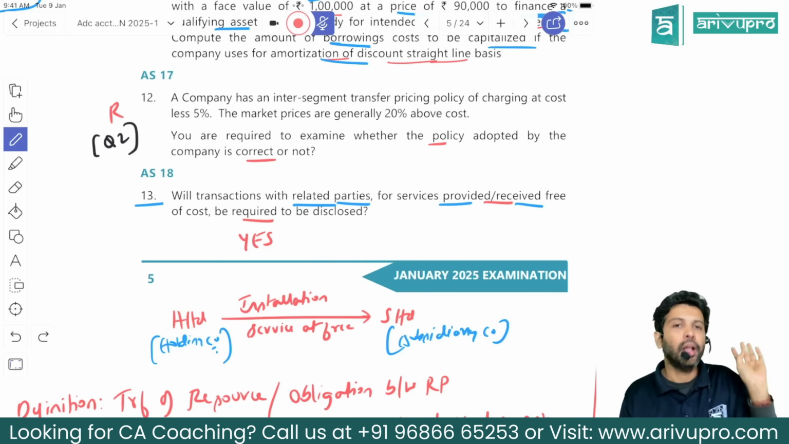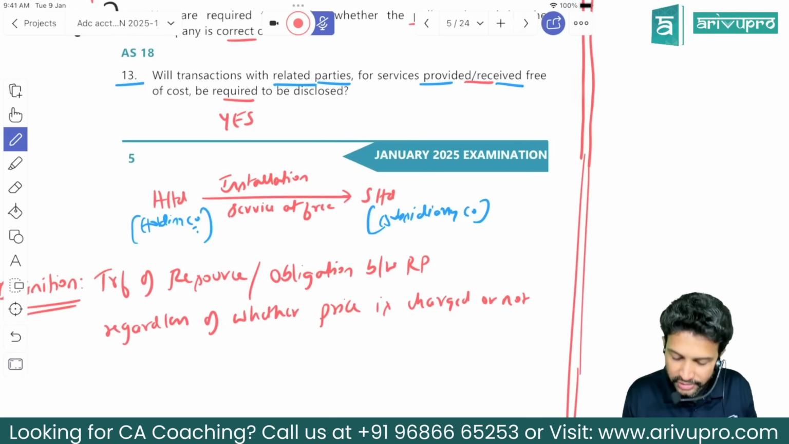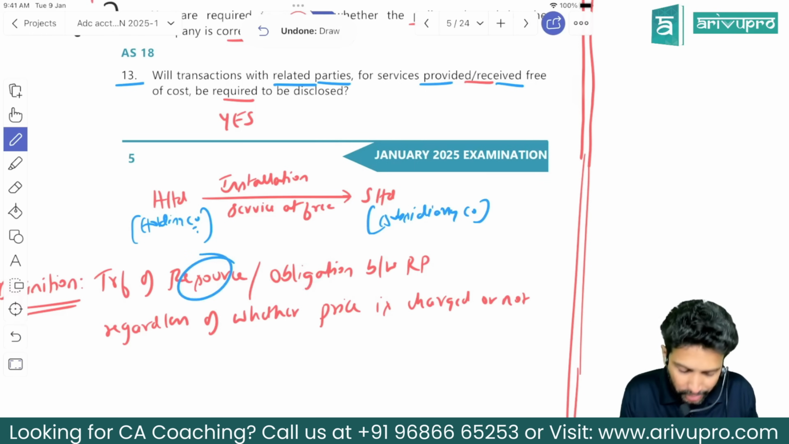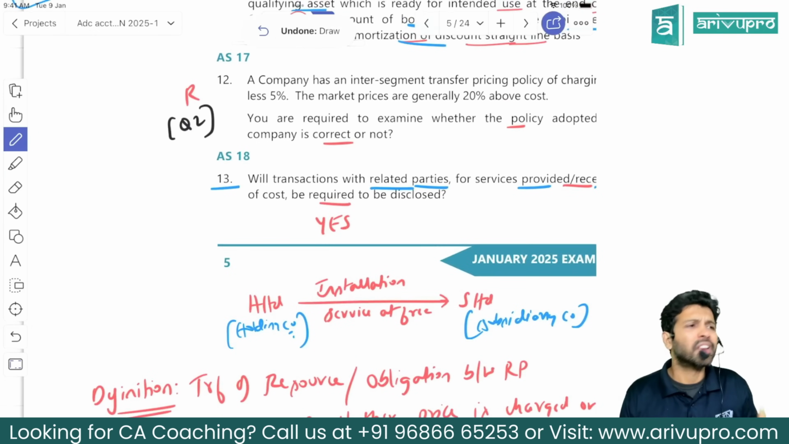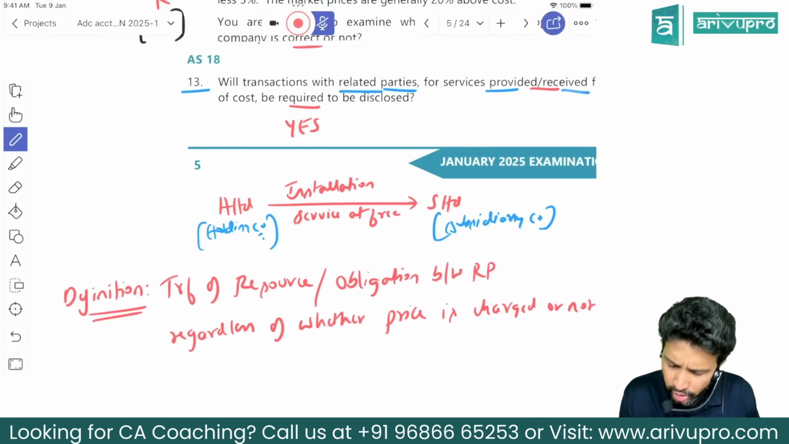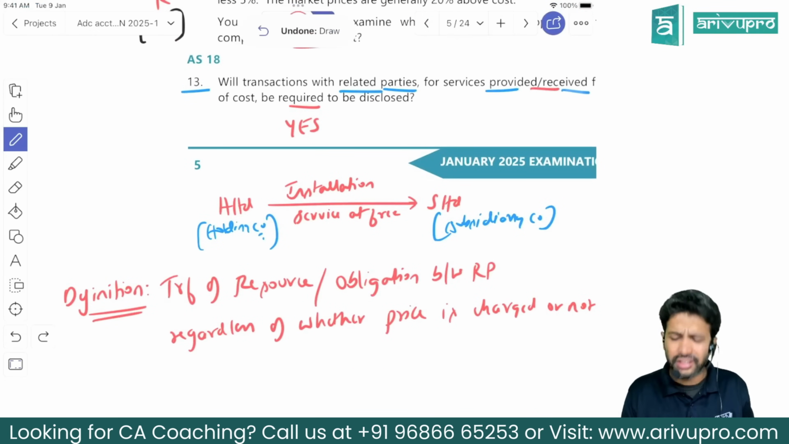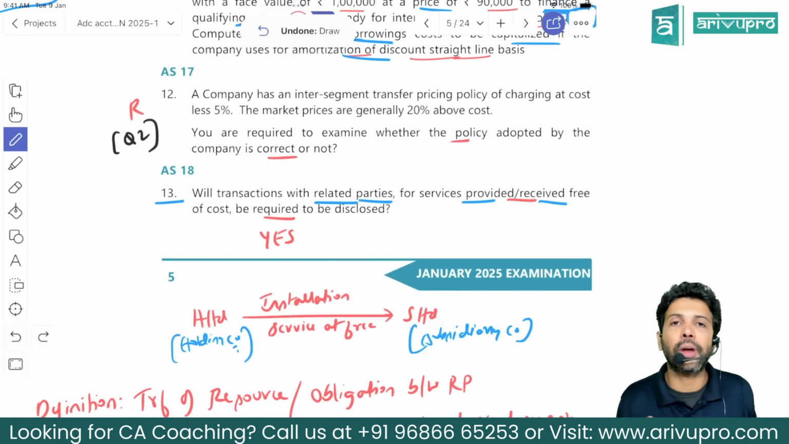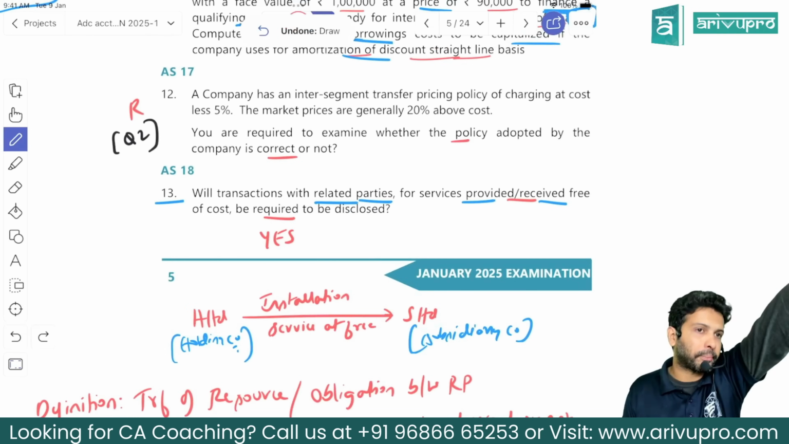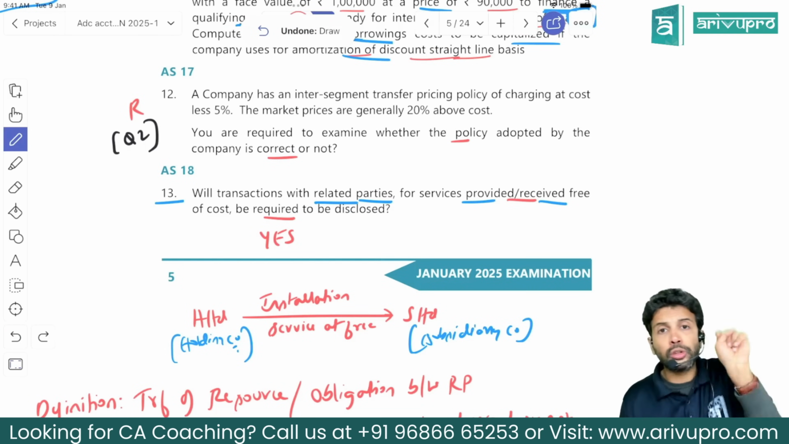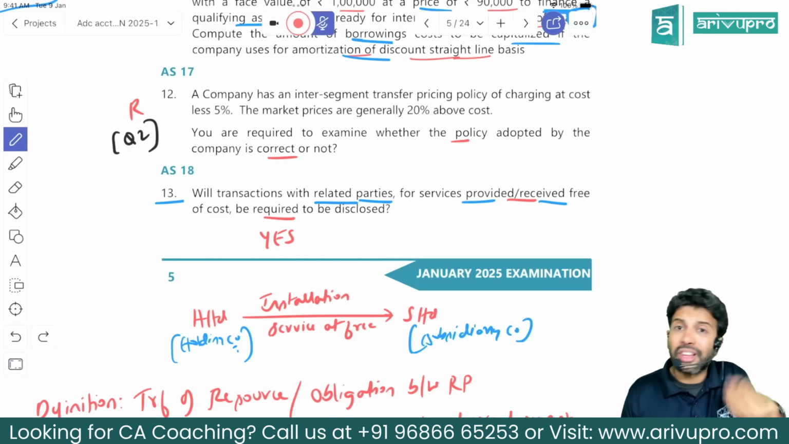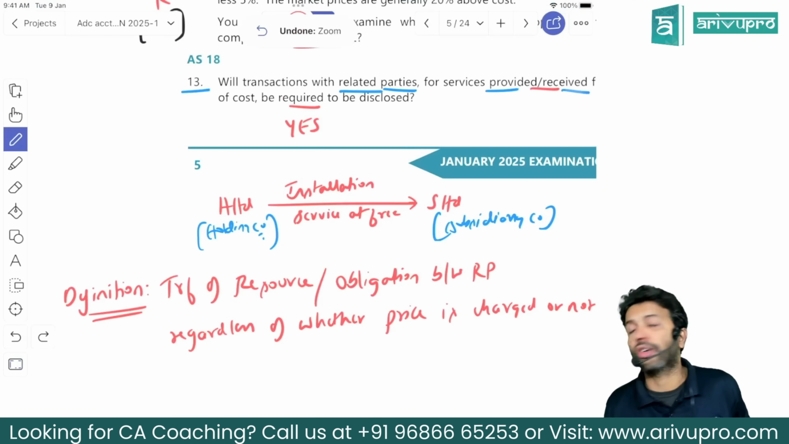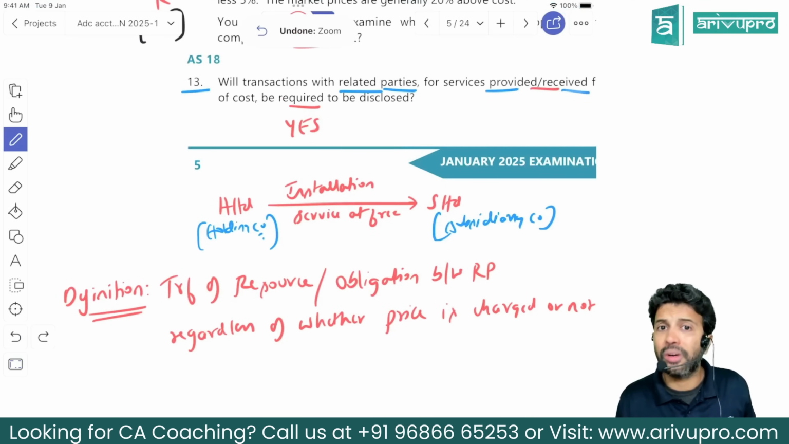The answer is yes, because for a related party transaction it is not necessary that money is exchanged. Some resource should have got transferred. Resource means some asset or service, or an obligation should have got transferred. Obligation means, let's say subsidiary company S Limited has taken a loan from SBI, and H Limited gave the guarantee. Who took the loan? The subsidiary company. Who is giving the guarantee on that loan? The holding company. So if the subsidiary company defaults on the loan, if they don't pay the SBI loan EMI, then what?